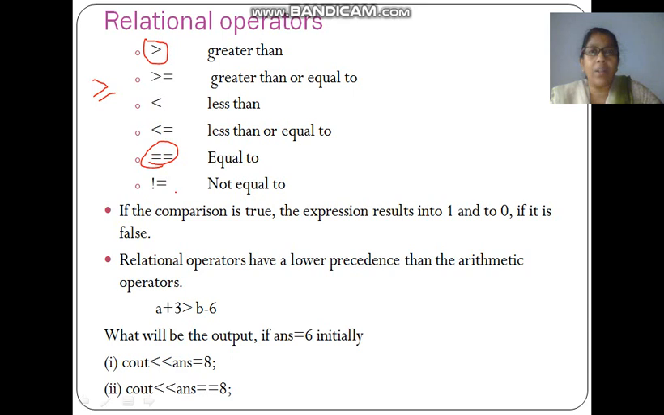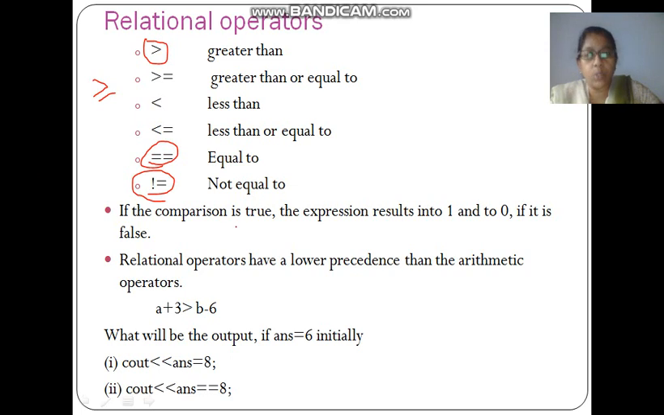Okay. Now next, not equal to. Not equal to is written with the symbol exclamation and the equal sign. So these are the symbols used for relational operators. It checks the relationship between the left hand side and the right hand side. So it is a binary operator.